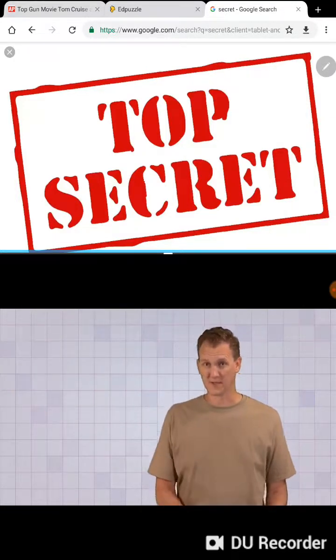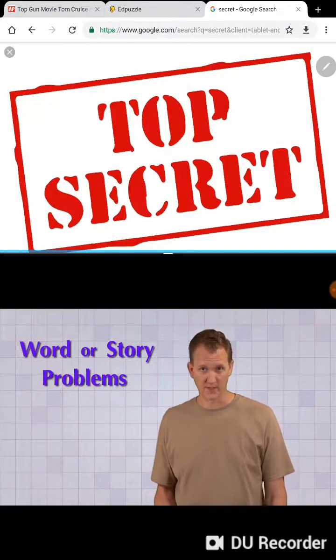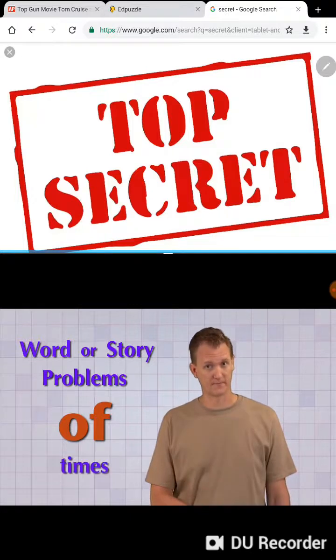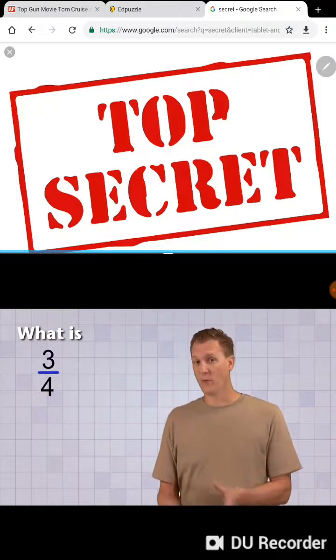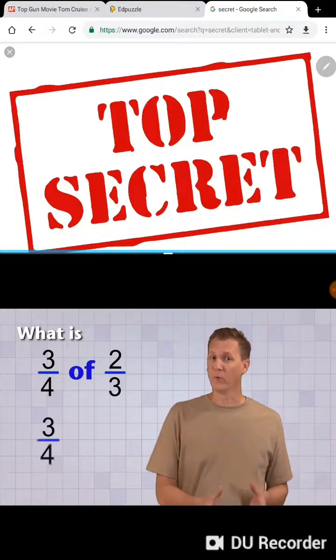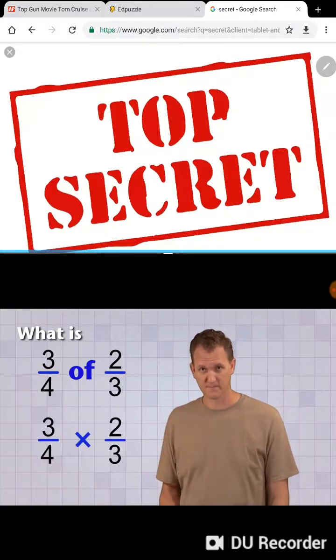In fact, sometimes, especially in word or story problems, you'll see multiplying fractions written using the word of instead of times. They may ask, what's 3/4 of 2/3? And now you know they just mean, what's 3/4 times 2/3?